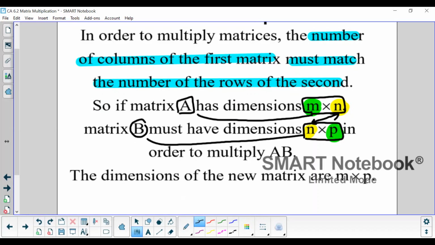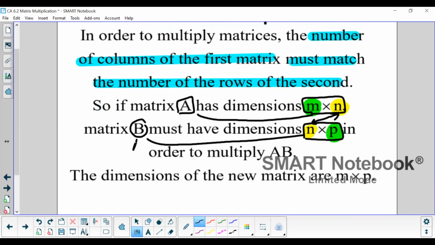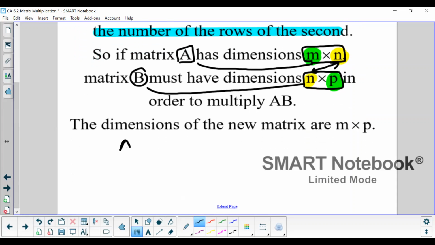So let's say you're multiplying two matrices, A times B. And I will always do this. I will write the dimensions of the first matrix next to the dimensions of the second one.